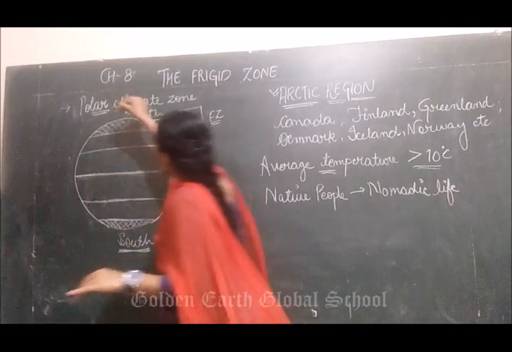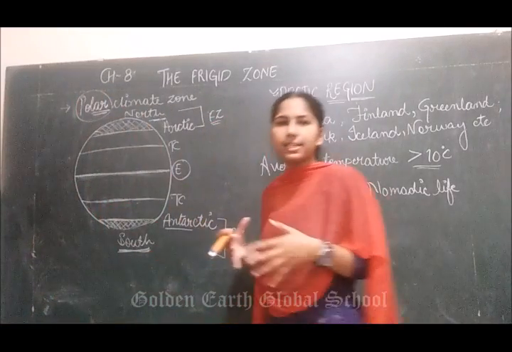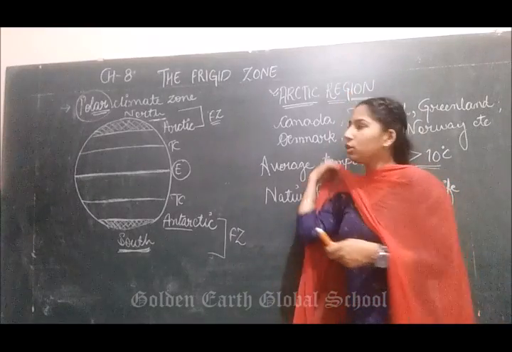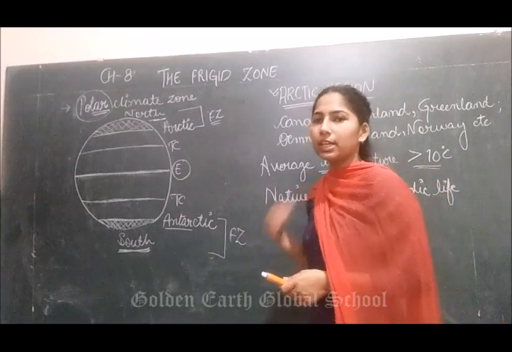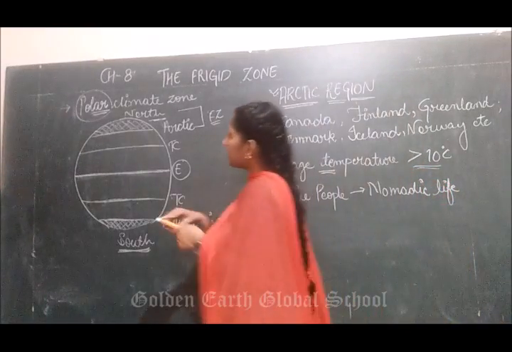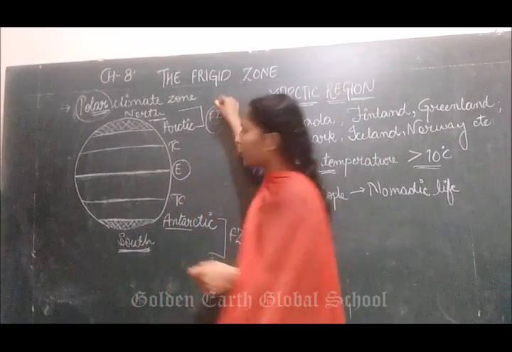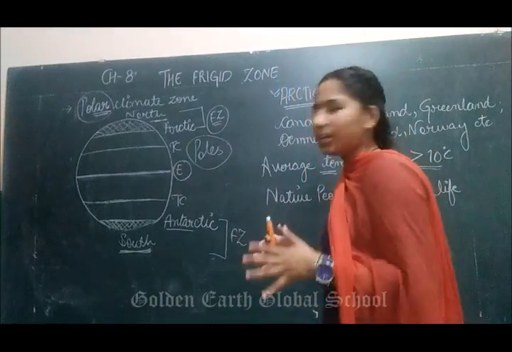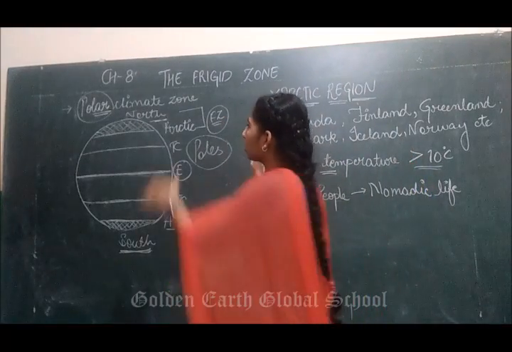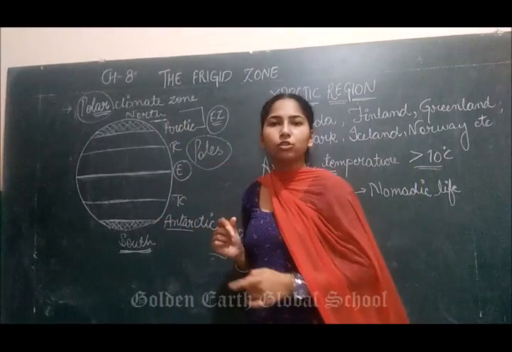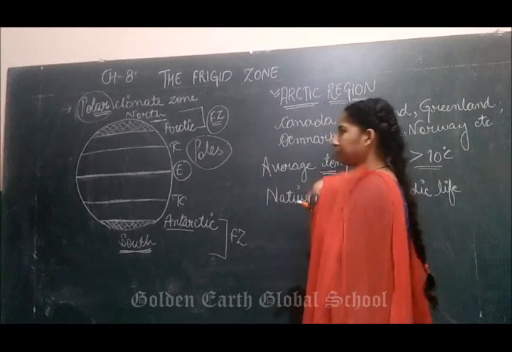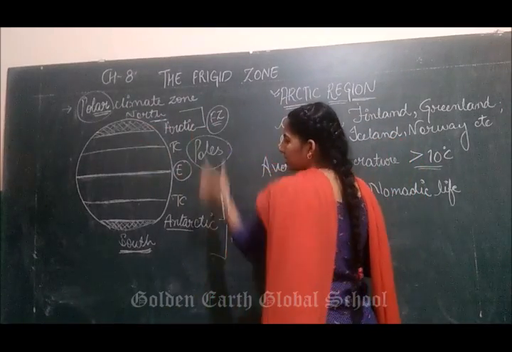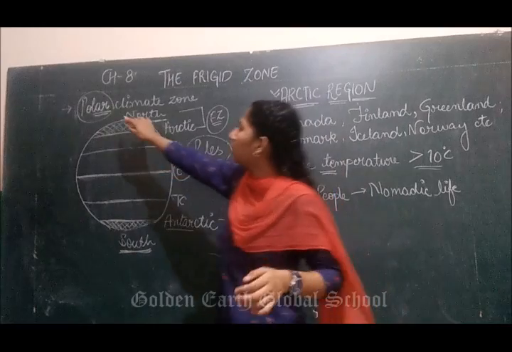Now, why is it known as the polar climate zone? We said that the frigid zone is also known as the polar climate zone. The reason is that the frigid zone is present near the poles. The region of the frigid zone is between the North Pole and the South Pole. Therefore, since it is near the poles, the word polar is used.